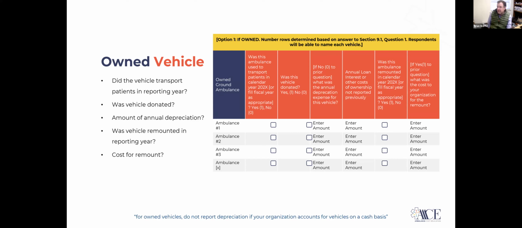And if you indicated that you financed it, it will ask you what the loan costs are. It will ask you if the vehicle was remounted in that year. And if you answered yes, then it will ask you the total cost of that remount. And you will need to do this for each vehicle. As I indicated, one option is to do this through their portal. The other option is to upload a template to the portal.